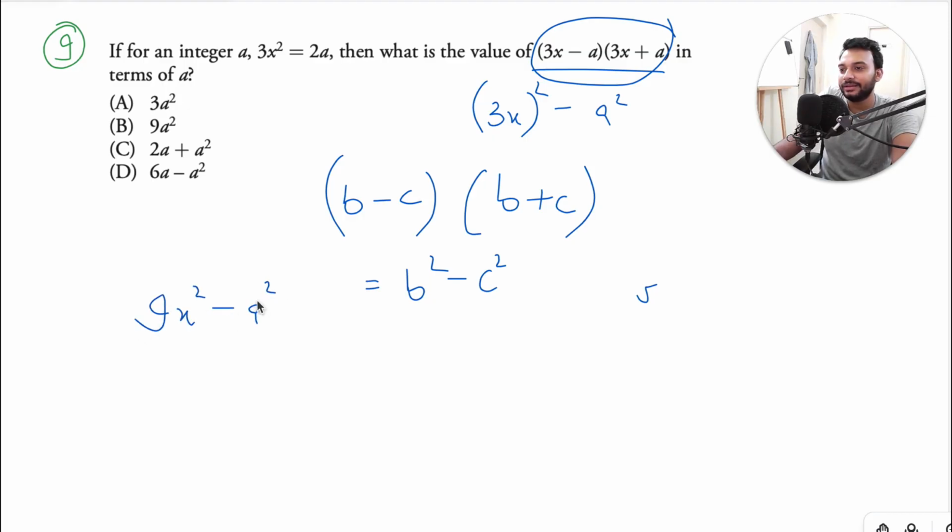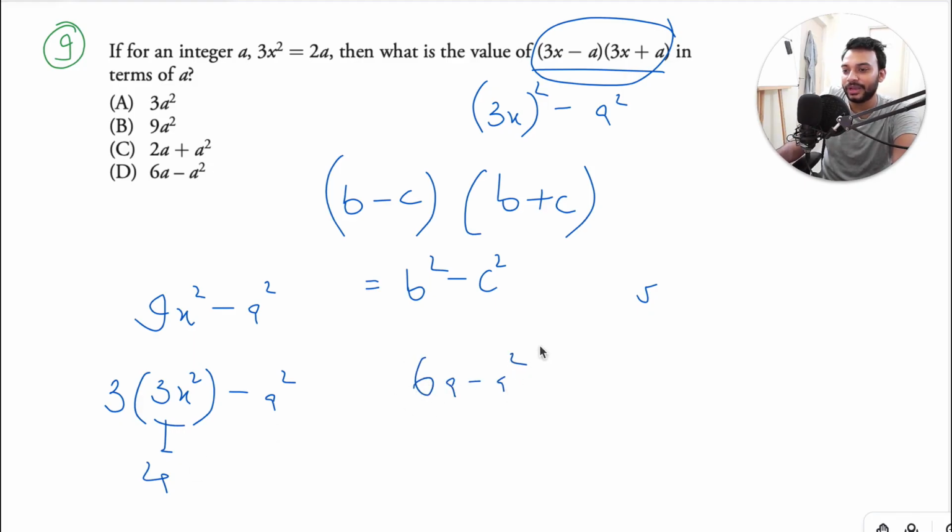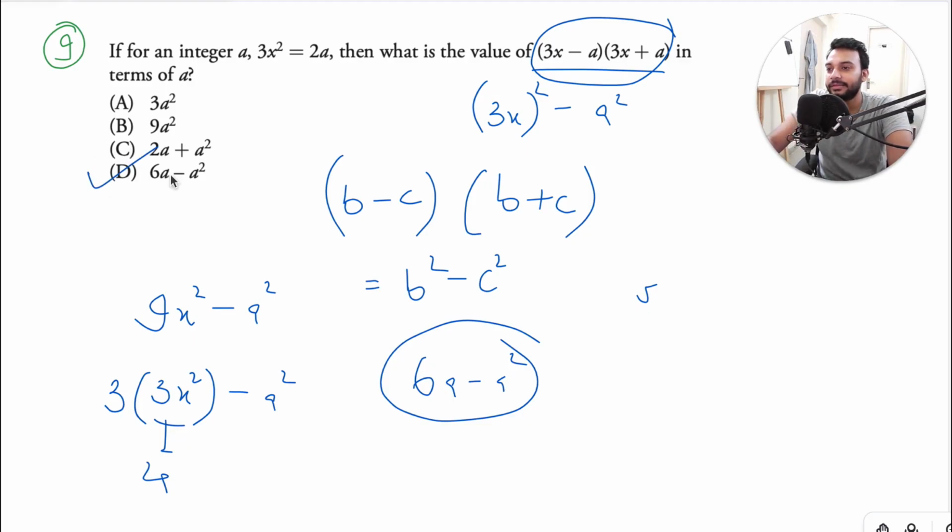minus a squared, and 3x squared is basically 2a. This means this is 3 times 3x squared minus a squared. Now 3x squared is 2a, so 2a times 3, 6a minus a squared. That's the expression, option D. Okay, simple equivalent expressions question. That's what this is. Okay, let's go for the next one.